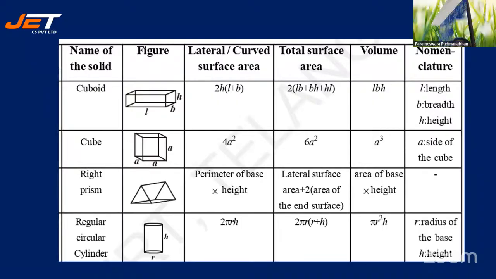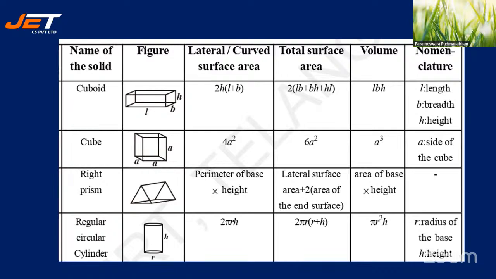So here we are going to see the formulas relating to curved surface area, total surface area, and the volume. So the first one is the cuboid. You can see the figure. What is the formula for the lateral surface area or the curved surface area? It is 2h into (L plus B). And the total surface area is twice of (length into breadth plus breadth into height plus height into length). And the volume is length into breadth into height. So L is length, B is breadth, and H is height.